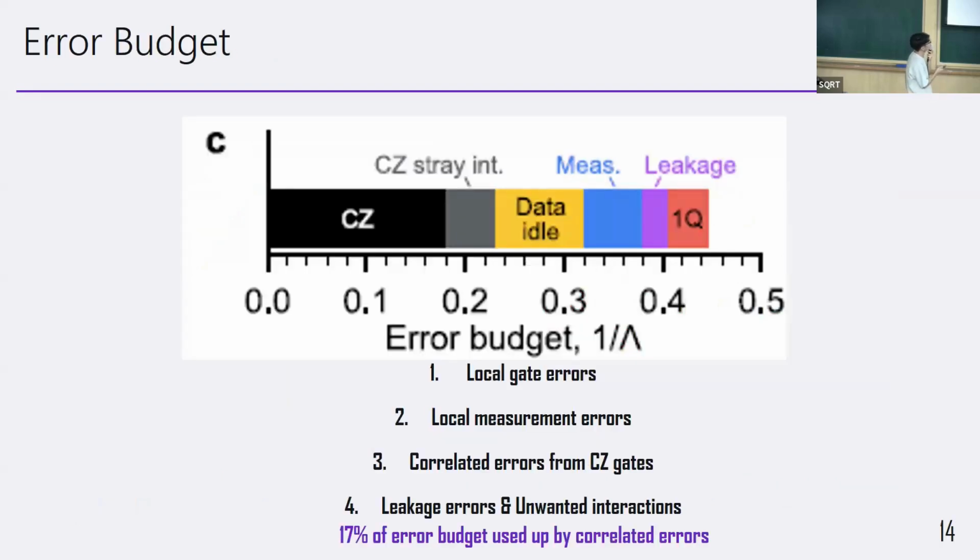So they also determined something called the error budget. Basically, what types of errors make up most of my physical error. As you can see, we have leakage here. It's an annoying little thing. Not much you can do about that. We have CZ, correlated errors from CZ gates. We have local gate errors, local measurement errors, and we have leakage errors and unwanted interactions. So 17% of the error budget is made up of correlated errors.